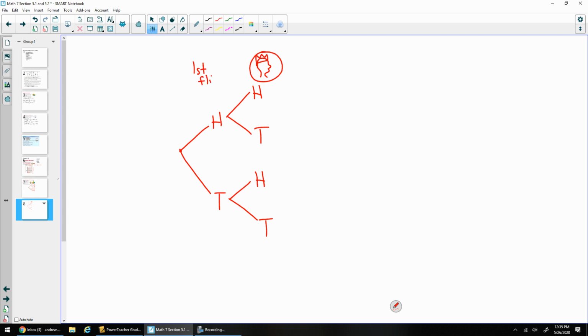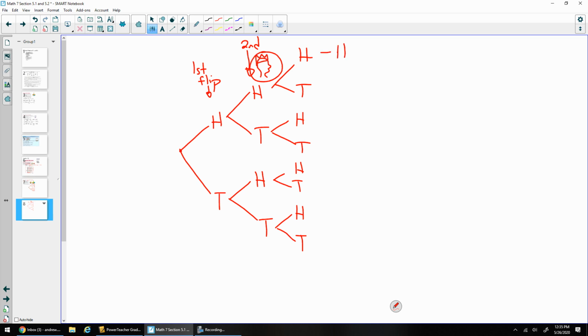Sometimes it's good to write that. So everything down below would be the first flip. Then you'd have your second flip. And then you could go into a third flip, because you could flip a heads, and then get a heads again, or a heads or a tails, or a heads or a tails, or a heads or a tails. And so now I see this tree diagram branching off, and I can see all the possible outcomes.